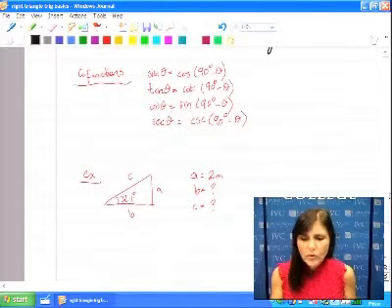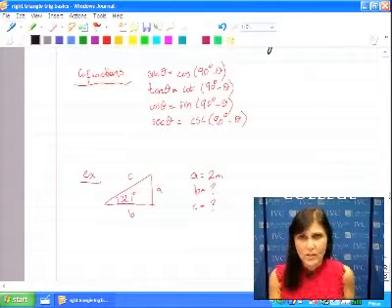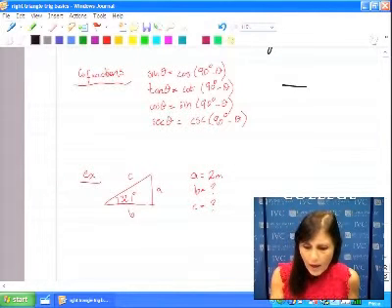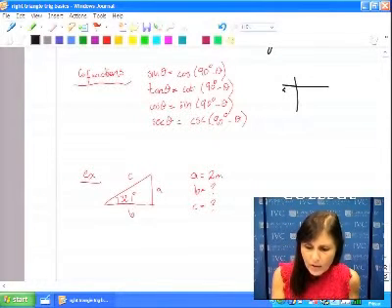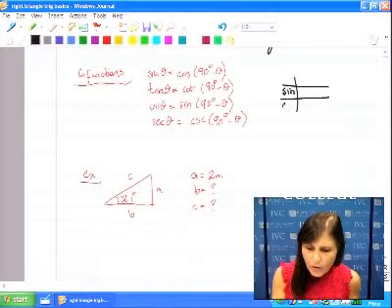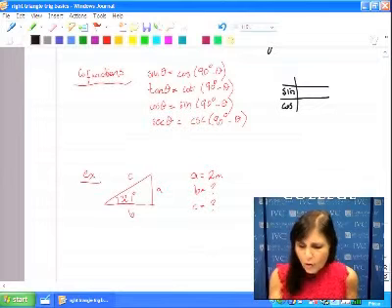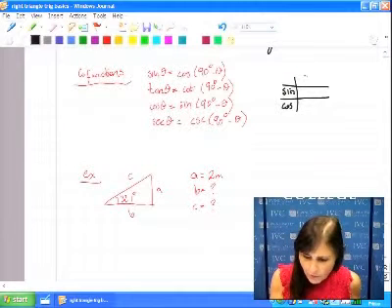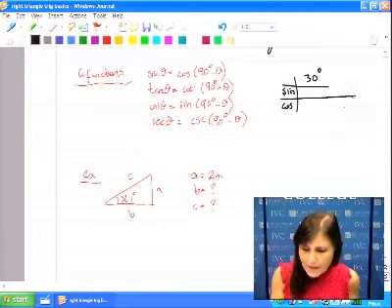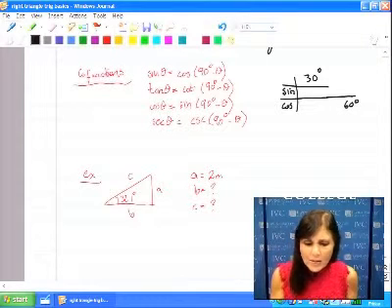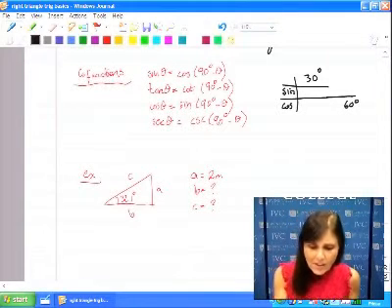And also memorize the cofunctions. Remember when we were making the little table and you looked at different angles and you found out that they were related. So for example, cosine of 30 degrees was the same as sine of 60 degrees. You remember those? So we can write some cofunctions as such.